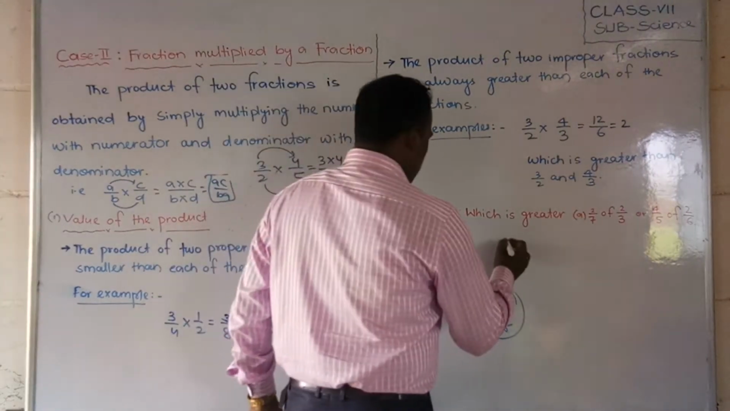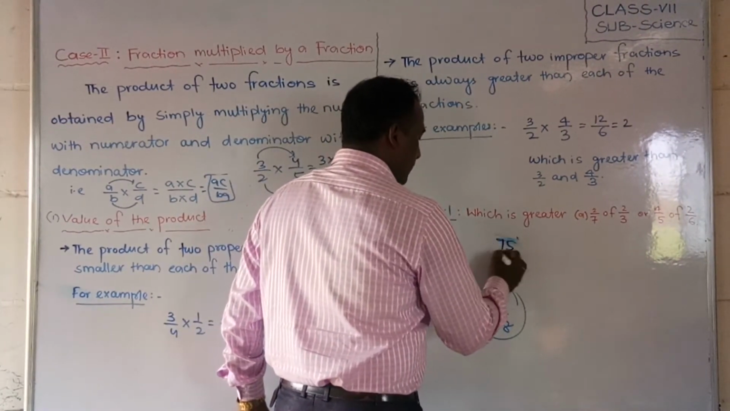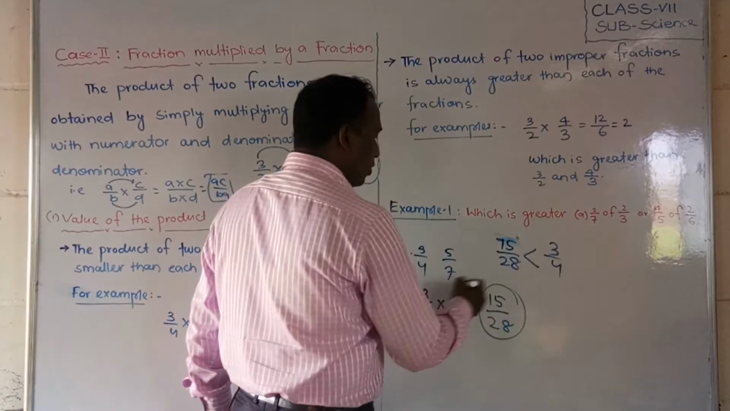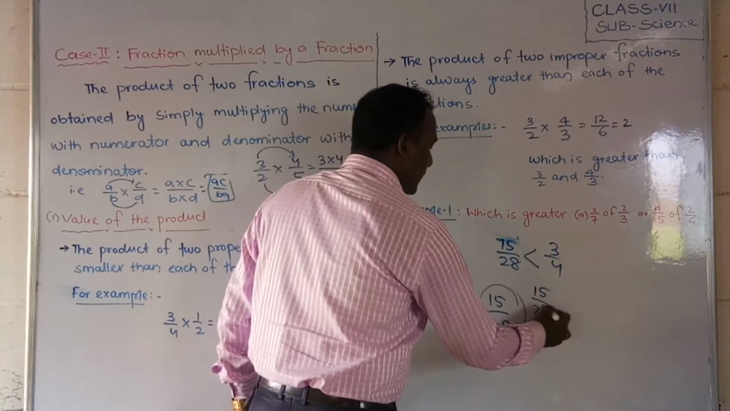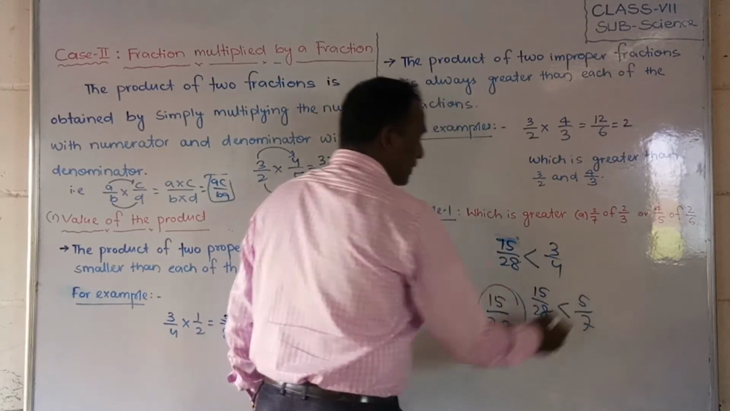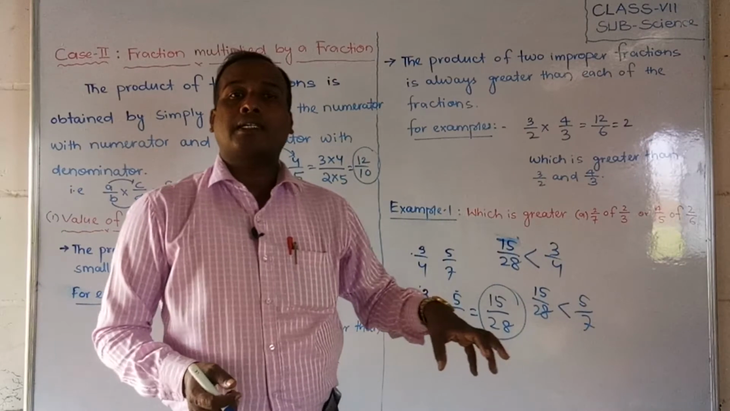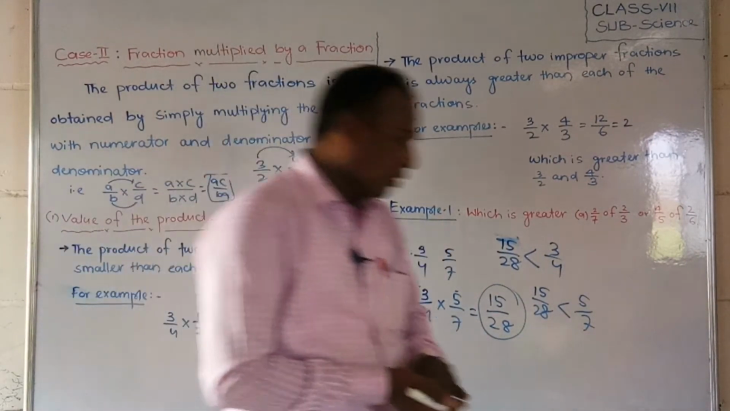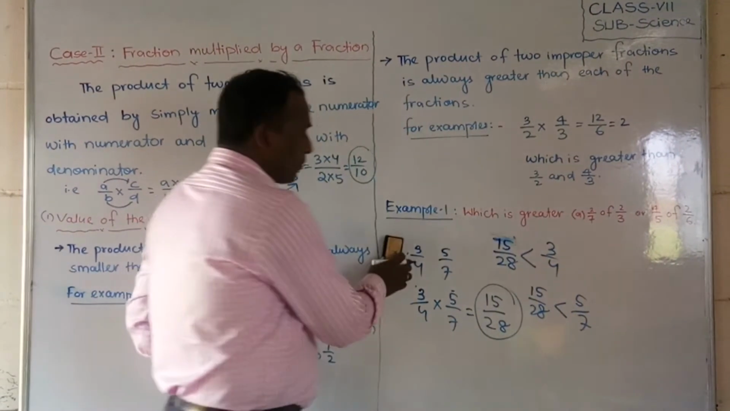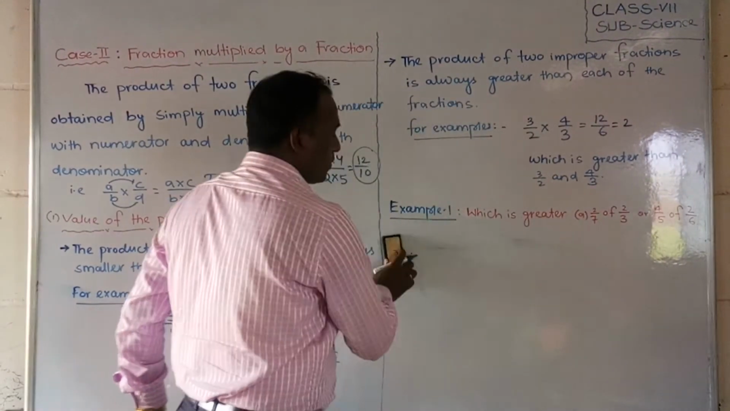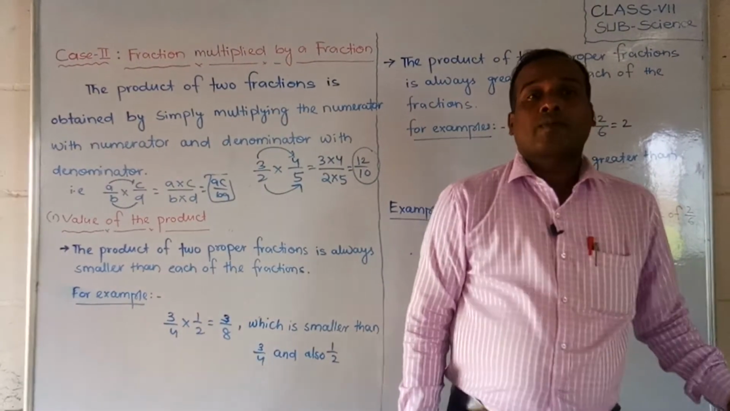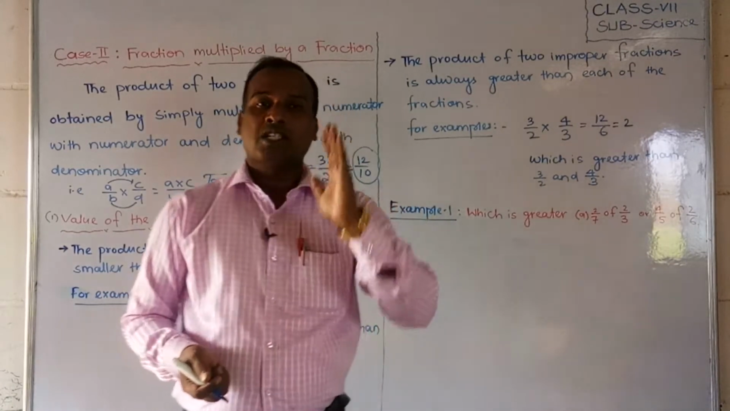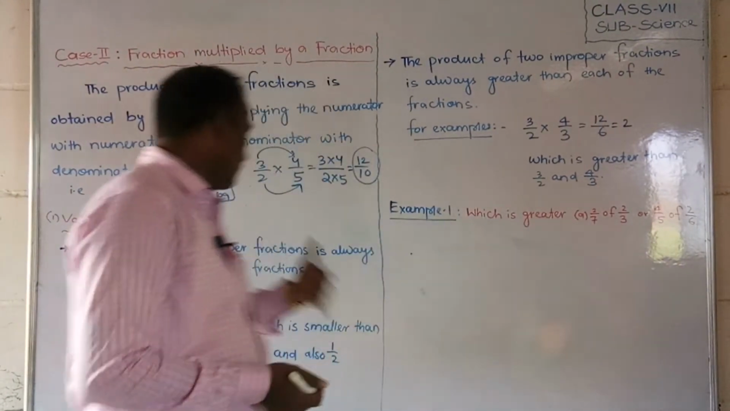That means 15 by 28 is smaller than 3 by 4, and also 15 by 28 is smaller than 5 by 7. That means the result we get is a number smaller than each of these. Did you understand? So whenever we multiply two proper fractions, the product is always smaller than each proper fraction.